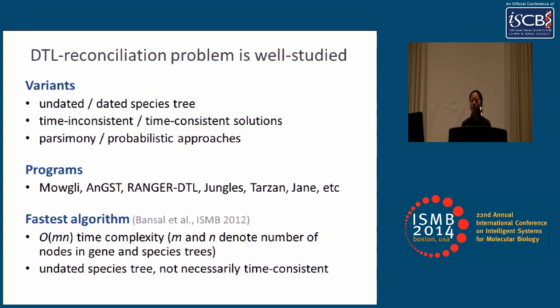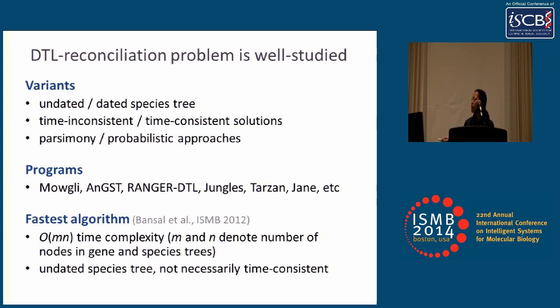The reconciliation problem in a DTL is very well studied. There are a lot of different variants. So for example, you could have dated or undated species trees, and time-consistent or time-inconsistent approaches. By this, I mean, because of transfers, you might induce cycles inside the gene tree, and time-consistent approaches make sure that you don't have any of these cycles where a gene is its own ancestor. There's also more recent work in trying to figure out probabilistic approaches to reconciliation, though parsimony is more widely used in the community right now.